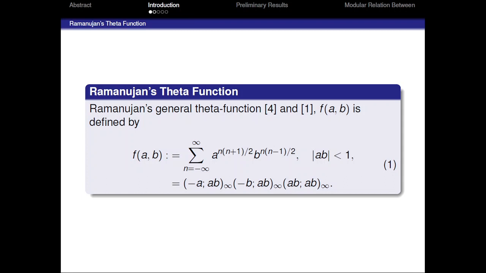Ramanujan's general theta function: f(a, b) is defined by f(a, b) equal to the summation from n equals minus infinity to infinity of a^(n(n+1)/2) b^(n(n-1)/2), where |ab| is less than 1. Then, in equation 1, that is equal to (-a; ab)_infinity (-b; ab)_infinity (ab; ab)_infinity.